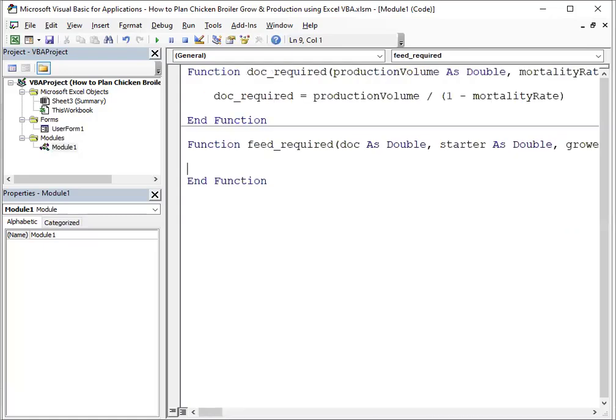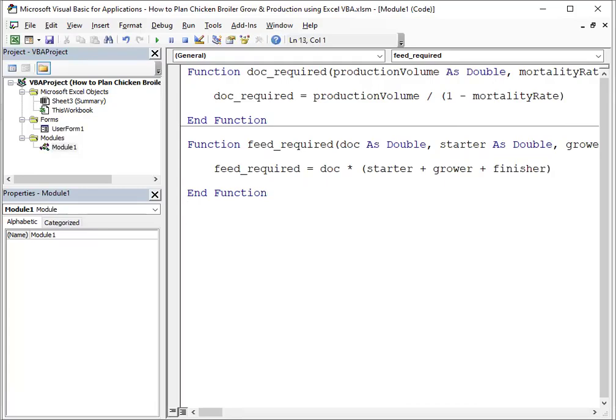So what would be our equation for this? I'm going to say feed underscore required equals DOC, the day-old chicks, multiplied by the three feeds: one is the starter plus the grower plus the finisher. So that would be it for the feed requirement.